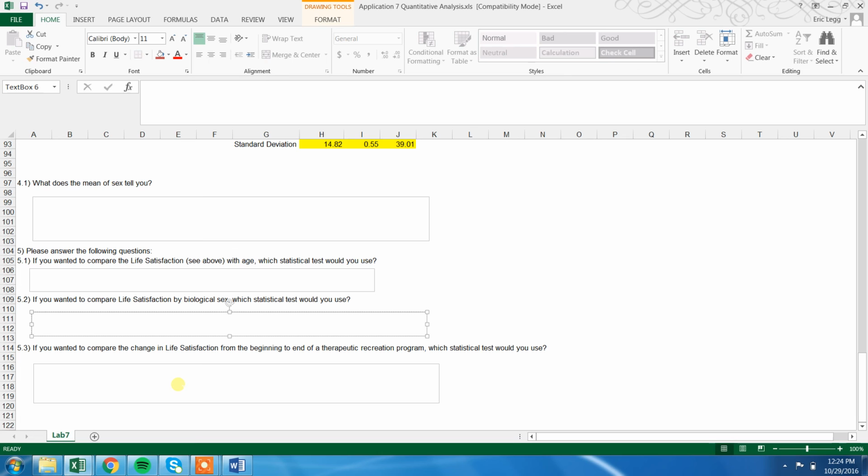That's all there is to it. Really think about that interpretation, because that's the biggest thing here. Once you be able to do this in Excel, it's good practice, but you really got to understand what this stuff means.